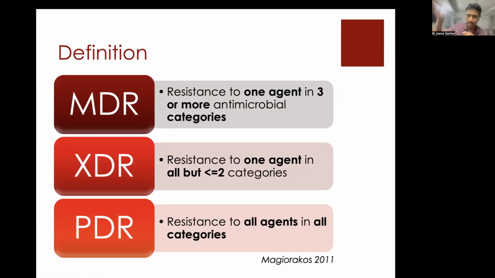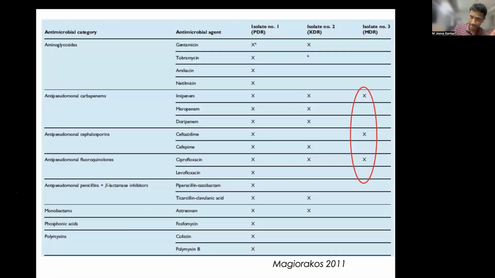Resistant to most categories, but sensitive only to 2 categories. Or pan-drug resistant is resistant to all agents in all categories. So now we should know what the categories are. These are the categories: aminoglycosides, anti-pseudomonal carbapenems, anti-pseudomonal cephalosporins, anti-pseudomonal fluoroquinolones, anti-pseudomonal penicillins plus beta-lactam inhibitors (BLBLI), monobactams, then phosphonic acids, which is fosfomycin, and polymyxin. So we have 8 categories.